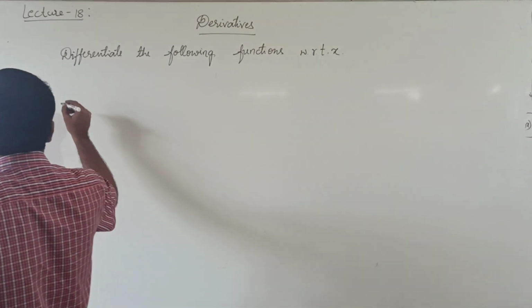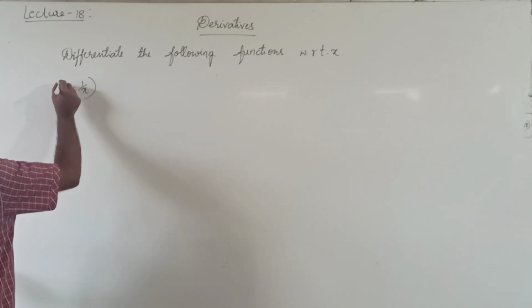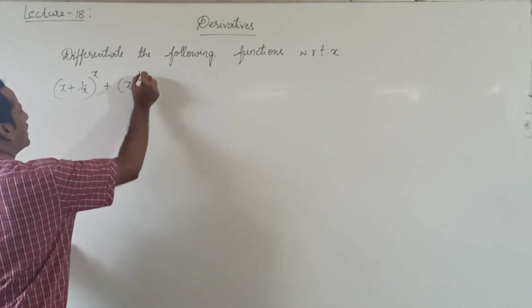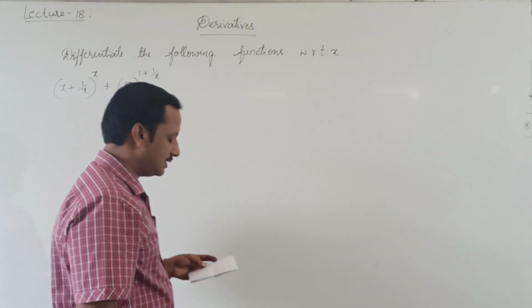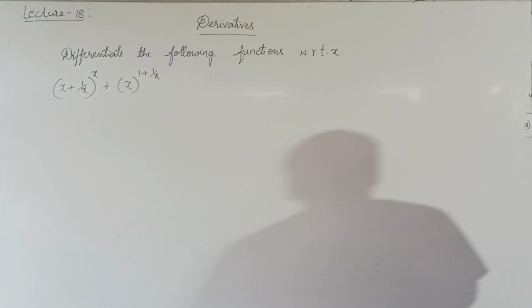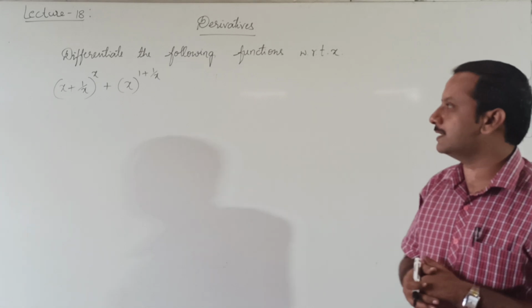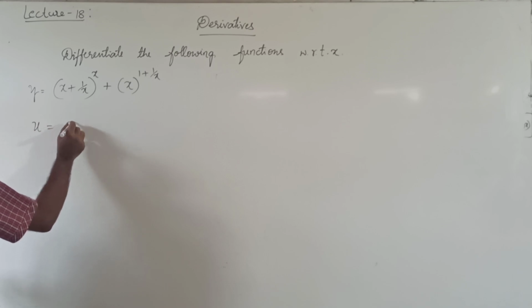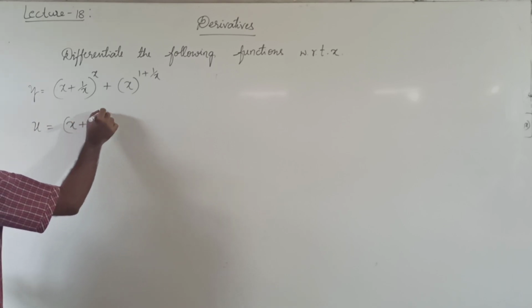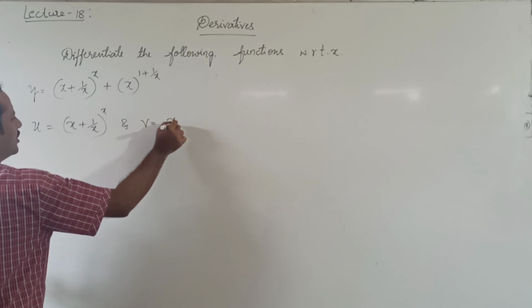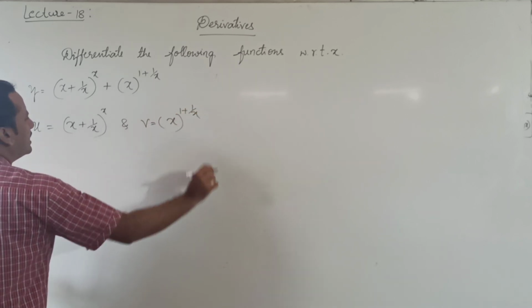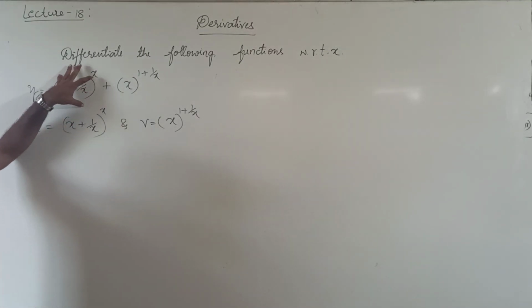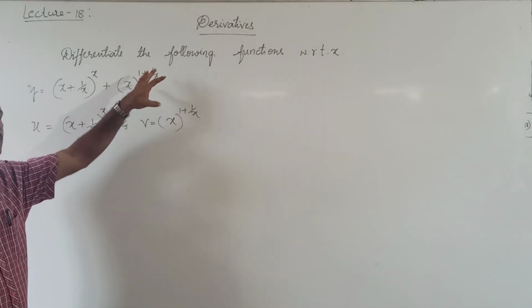Next question. (x plus 1 by x) whole power x plus x to the power 1 plus 1 by x. So let y is equal to this. Let u is equal to (x plus 1 by x) whole power x and v is equal to x to the power 1 plus 1 by x. Okay. So I am taking this first function as u and the second term as v.